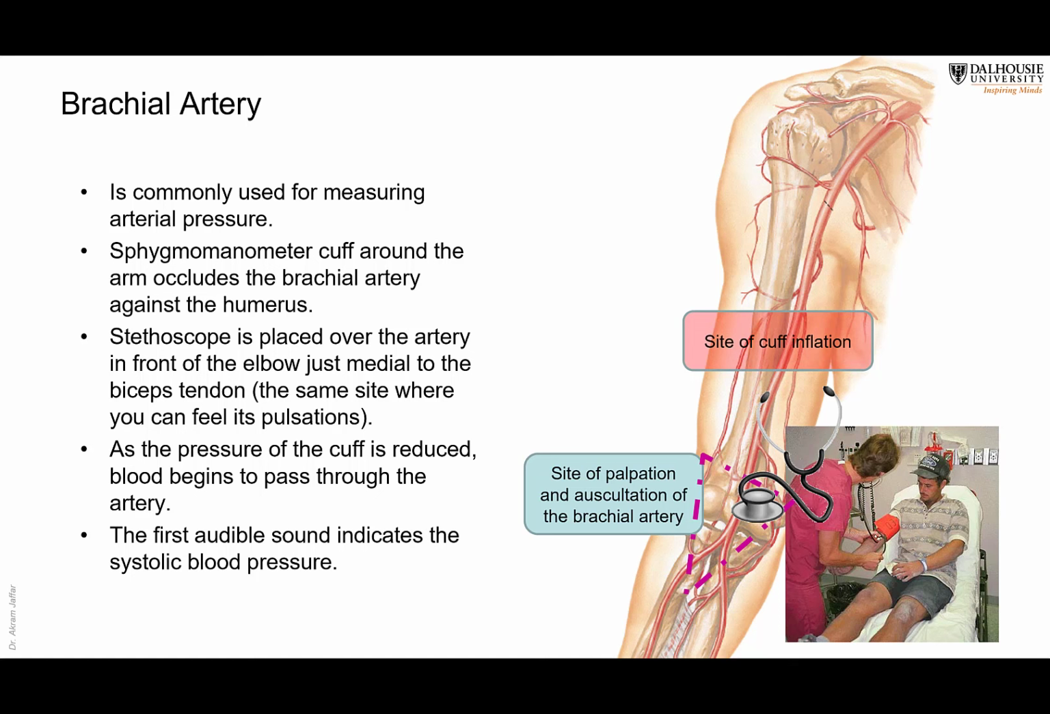And then you start, so that to make sure that the brachial artery here is compressed. No blood is going to pass through the brachial artery. And then you put a stethoscope on the cubital fossa in front of the elbow joint.